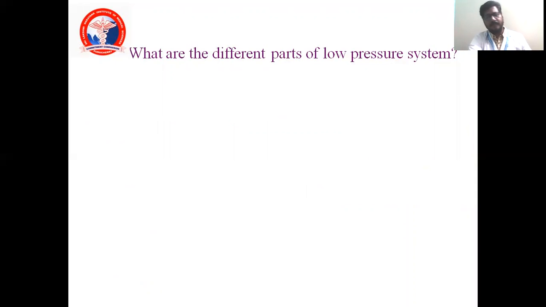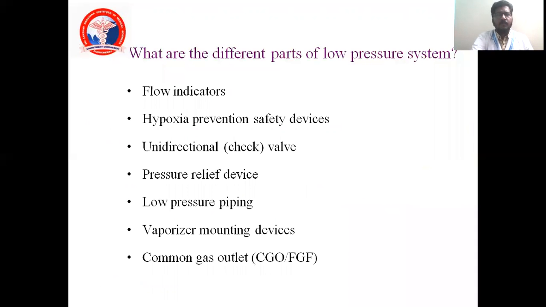We have discussed the high pressure system. We have discussed the intermediate pressure system. Now we are moving to the low pressure system. The components of the low pressure system are flow indicators, hypoxia prevention safety device, unidirectional check valve, pressure relief device, low pressure piping, vaporizer mounting device, and common gas outlet.